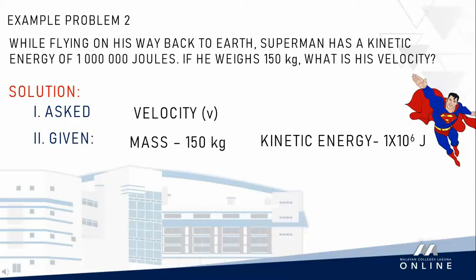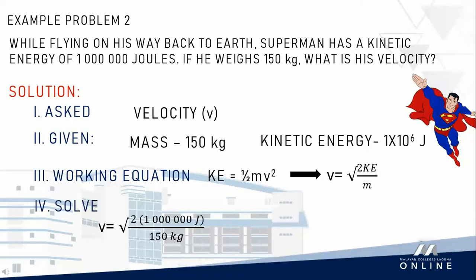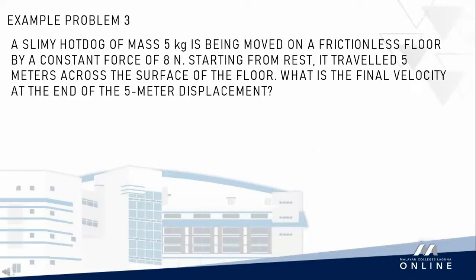Then, we will rearrange the equation for kinetic energy to find the velocity, as v equals the square root of 2 times KE all over mass. Now that we have derived the formula, we will simply substitute the values and then perform the indicated operations. Then, the velocity of Superman upon returning to Earth is 115.47 meters per second.